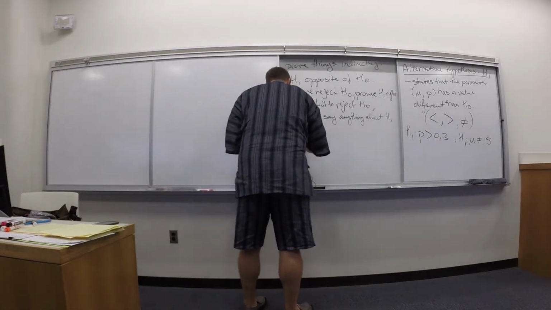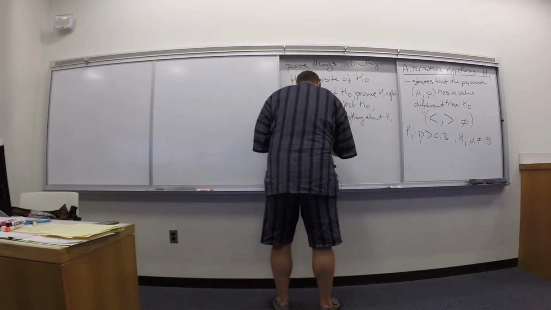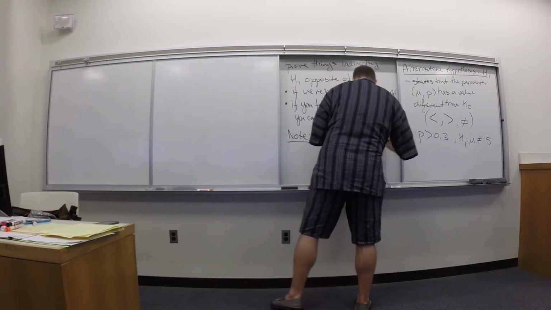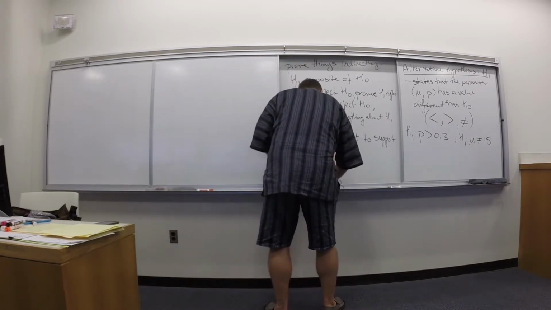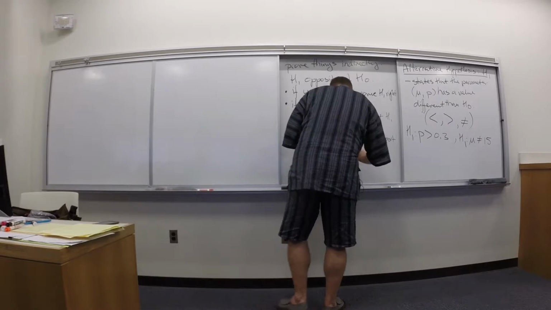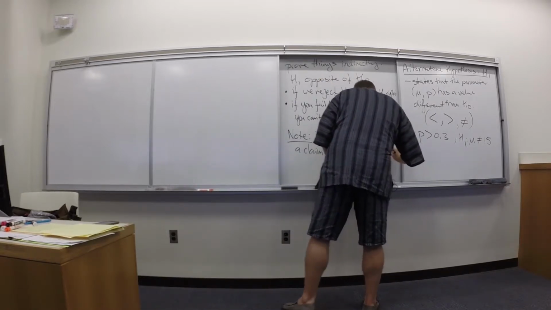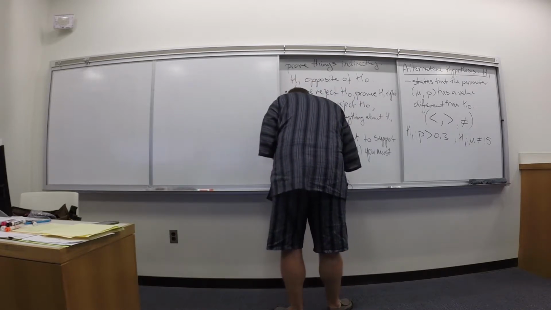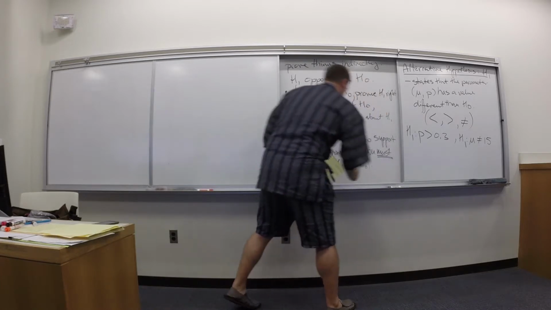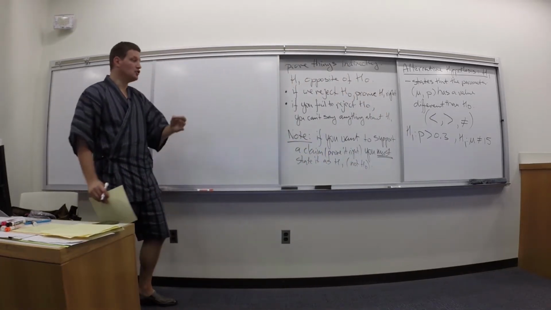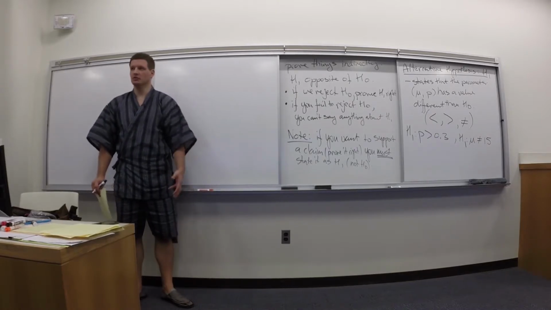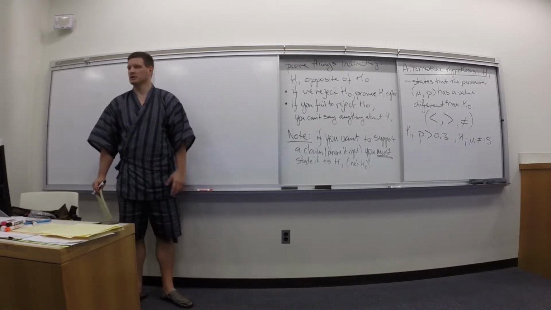Thus, we should note that if you want to support a claim or prove it right, you must state it as H sub 1, the alternative hypothesis. You cannot state it as H sub 0, because the only thing you can do with H sub 0 is reject it or fail to reject it.